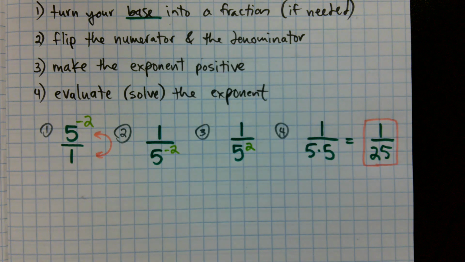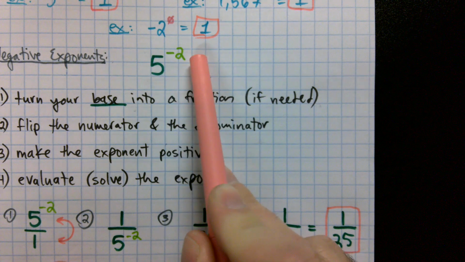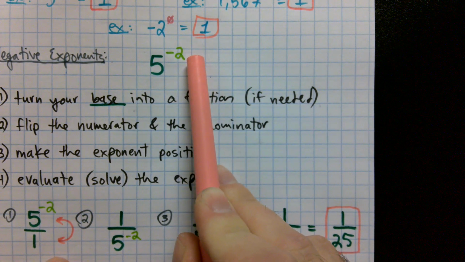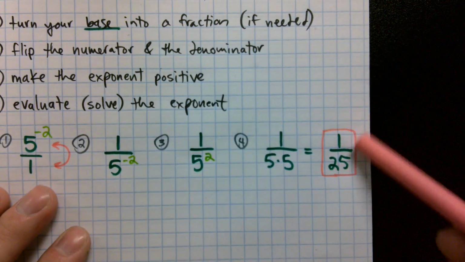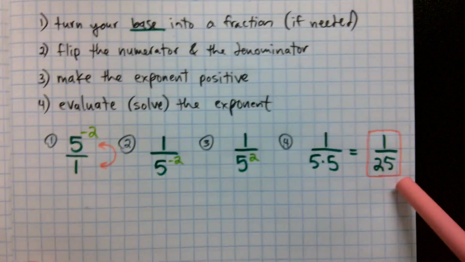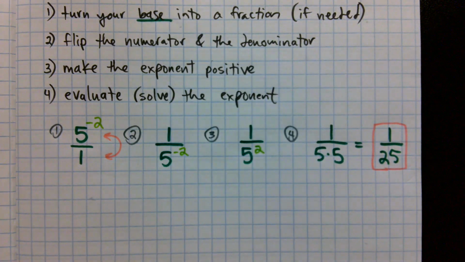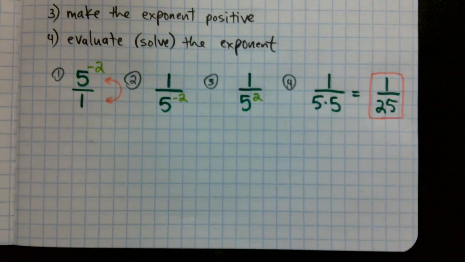1 over 25 is our answer. So think about it. What would the answer to 5 to the power of positive 2 be? 25. So 5 to the power of negative 2 is just 1 over that. 1 over 25. Okay? Might not make a whole lot of sense now. We're going to do a couple examples before we get our worksheet. And then we have what? Like half an hour to work? It's plenty of time. So I'm going to bring this down.